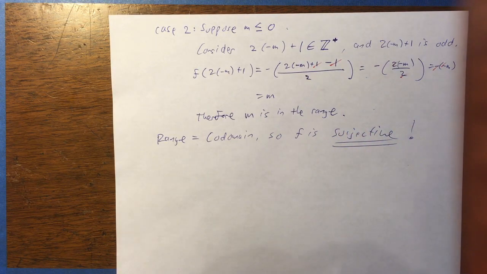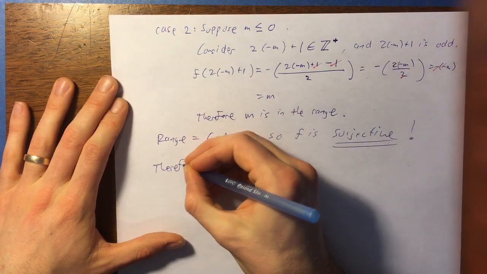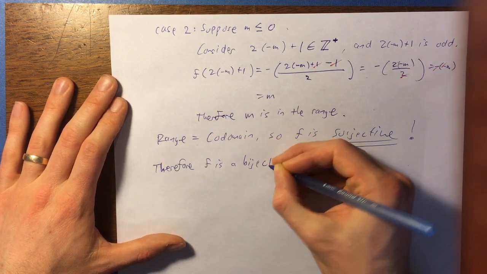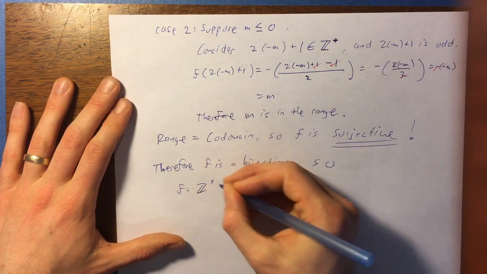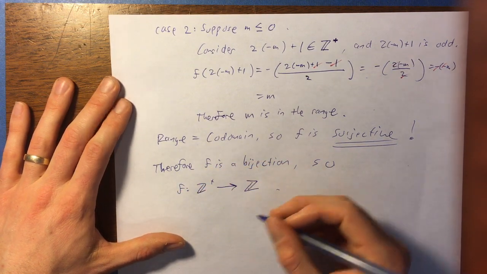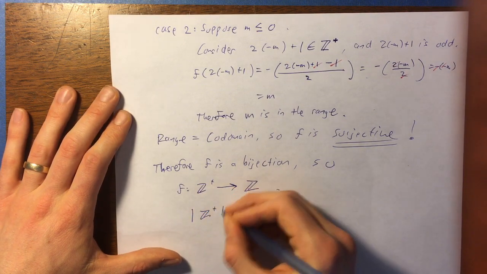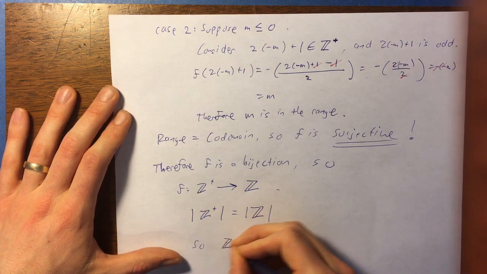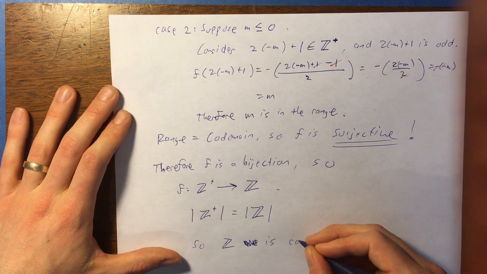And that completes the proof that it was injective and also surjective, and therefore a bijection. So we can just wrap this up with, therefore, F is a bijection. So since F was mapping the positive integers to the set of all integers, that means that the positive integers and the integers have the same cardinality. So this Z set is countably infinite.